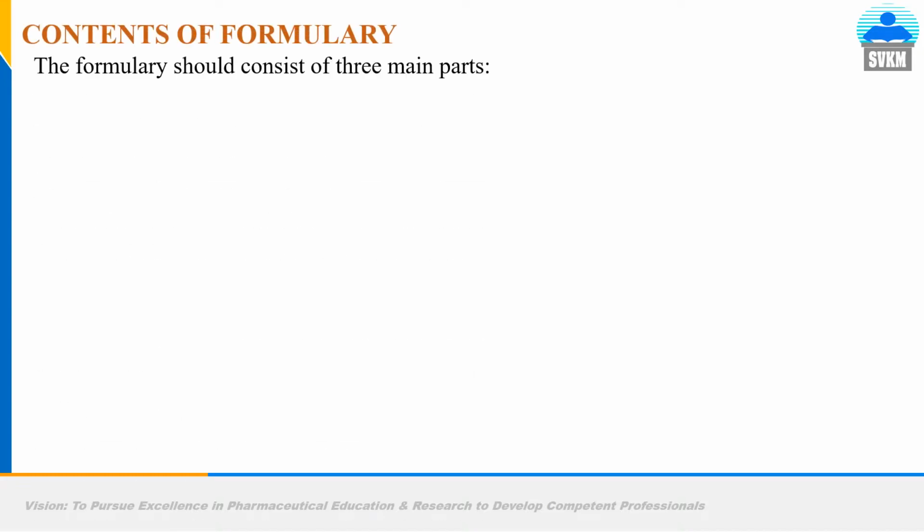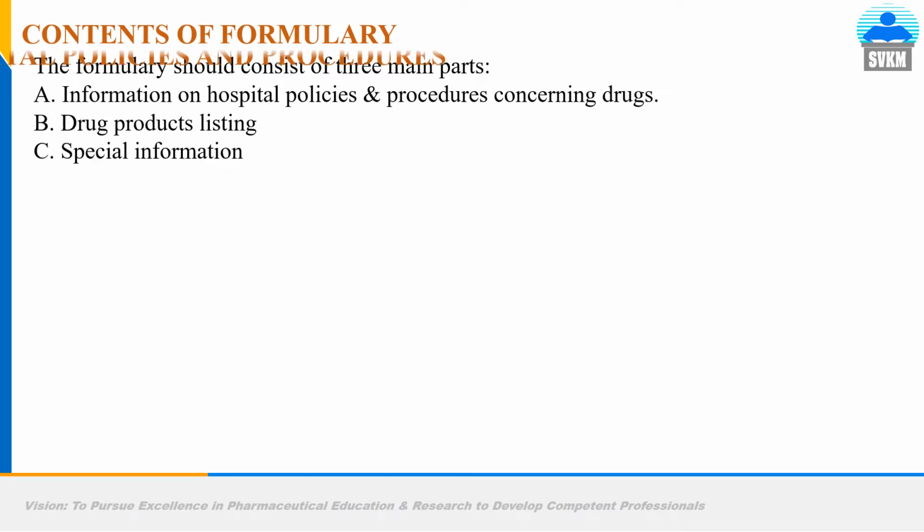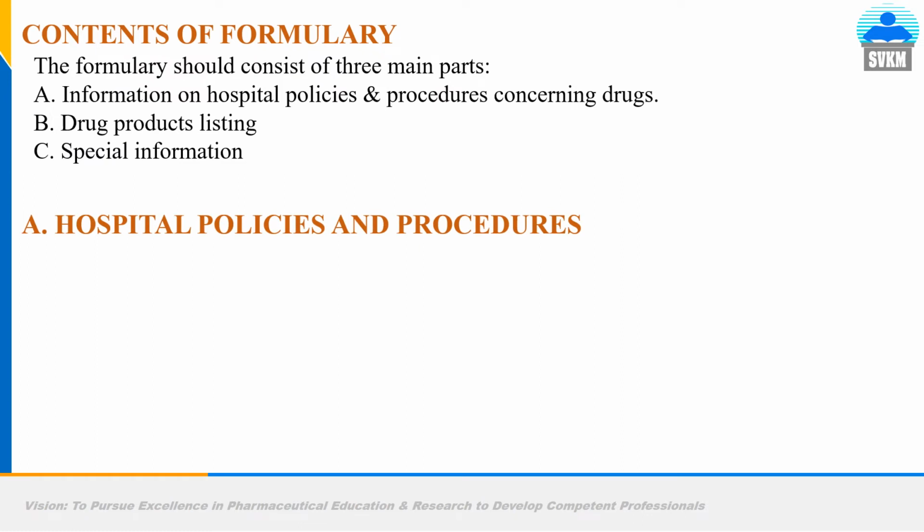Now it's time to discuss the contents of the hospital formulary. The formulary should consist of three main parts. The first part includes the information on hospital policies and the procedures concerning drugs. The second includes the drug product listing. The third is special information. So the first one is hospital policies and procedures related to drug use.